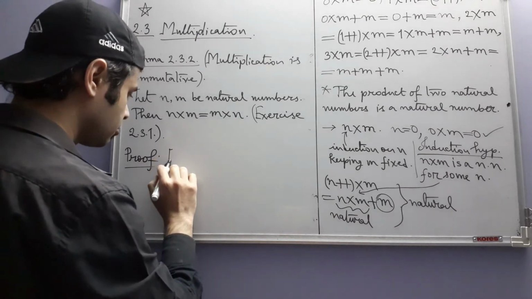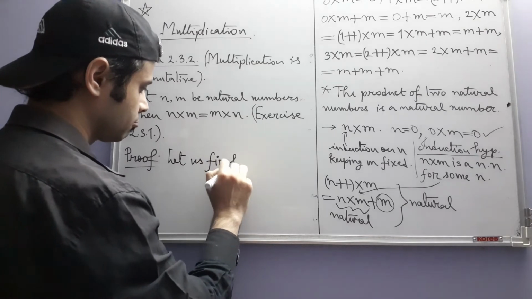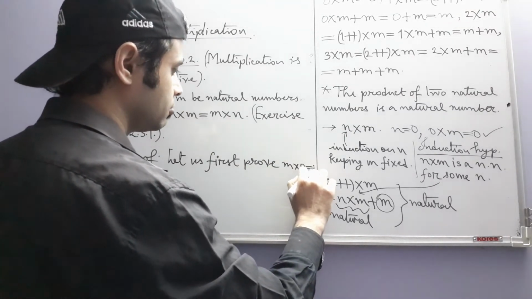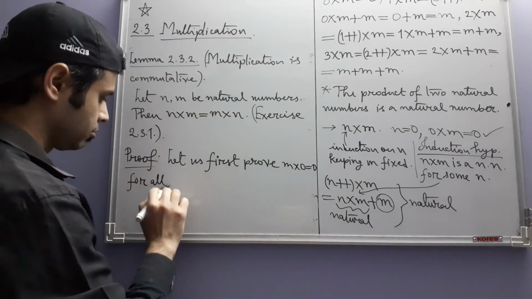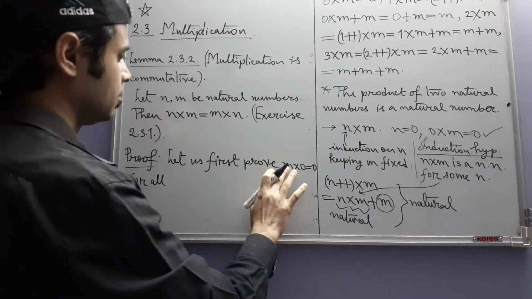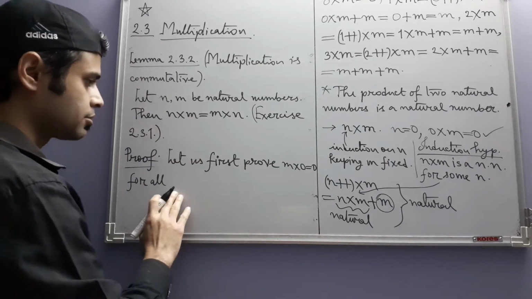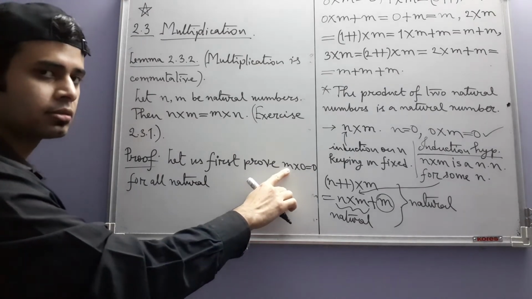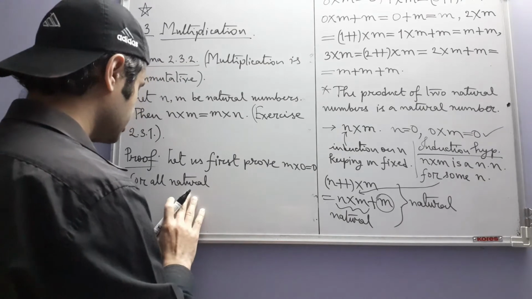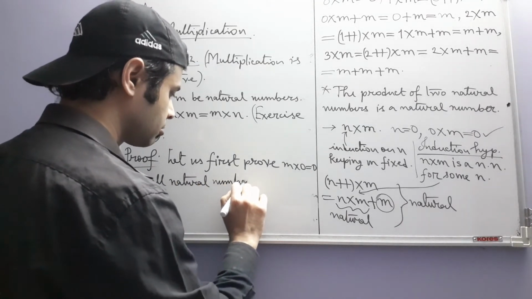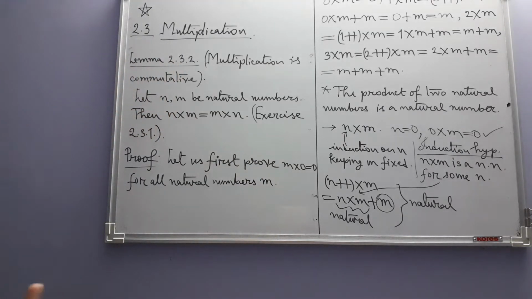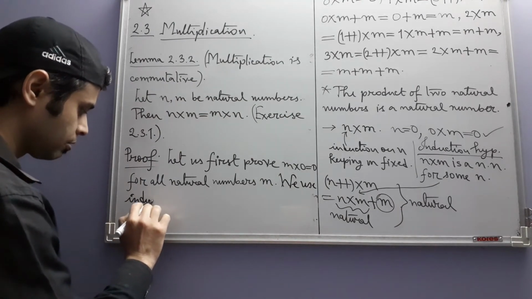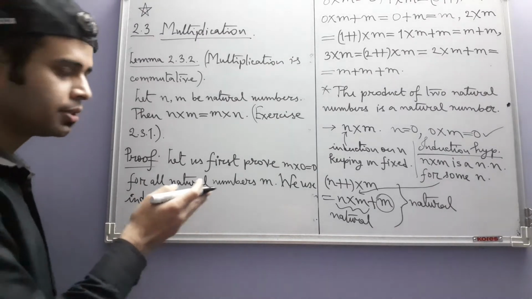So let us first prove m cross 0 is equal to 0 for all natural numbers m. It doesn't matter because these are variables, so I can use this m here for all natural numbers. I was thinking of naming it something else, say k, but that is not necessary. Now for this we will use induction. It's clear on what we will use induction, because there is only one variable m, so on that we will use induction.